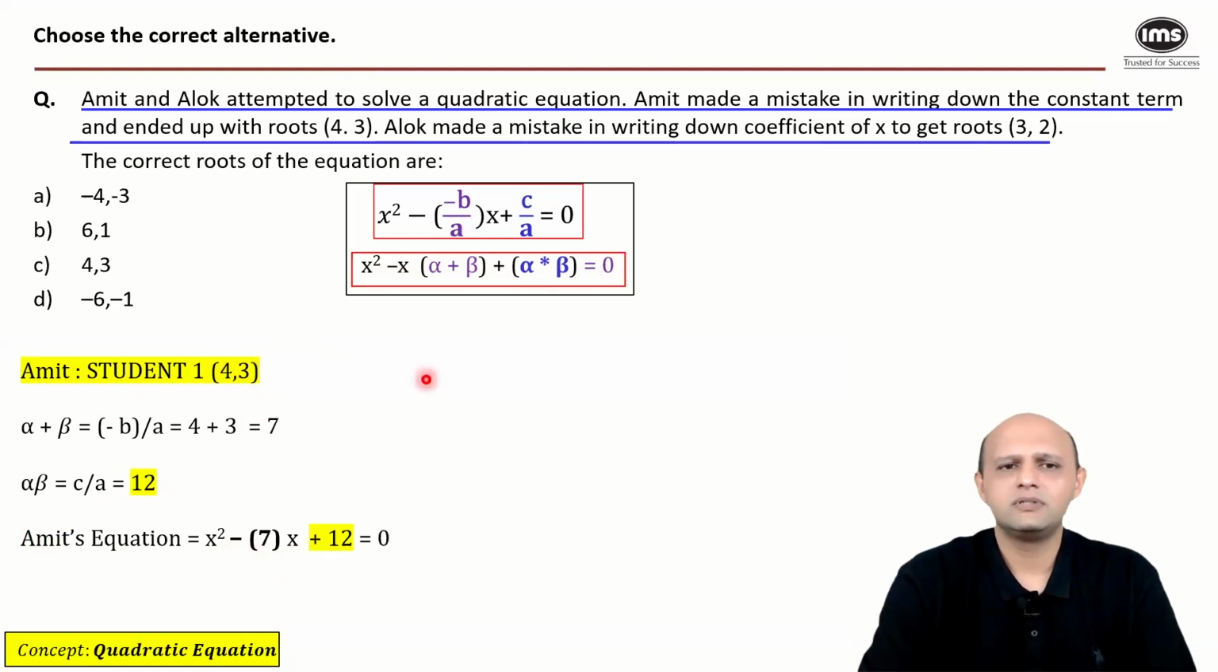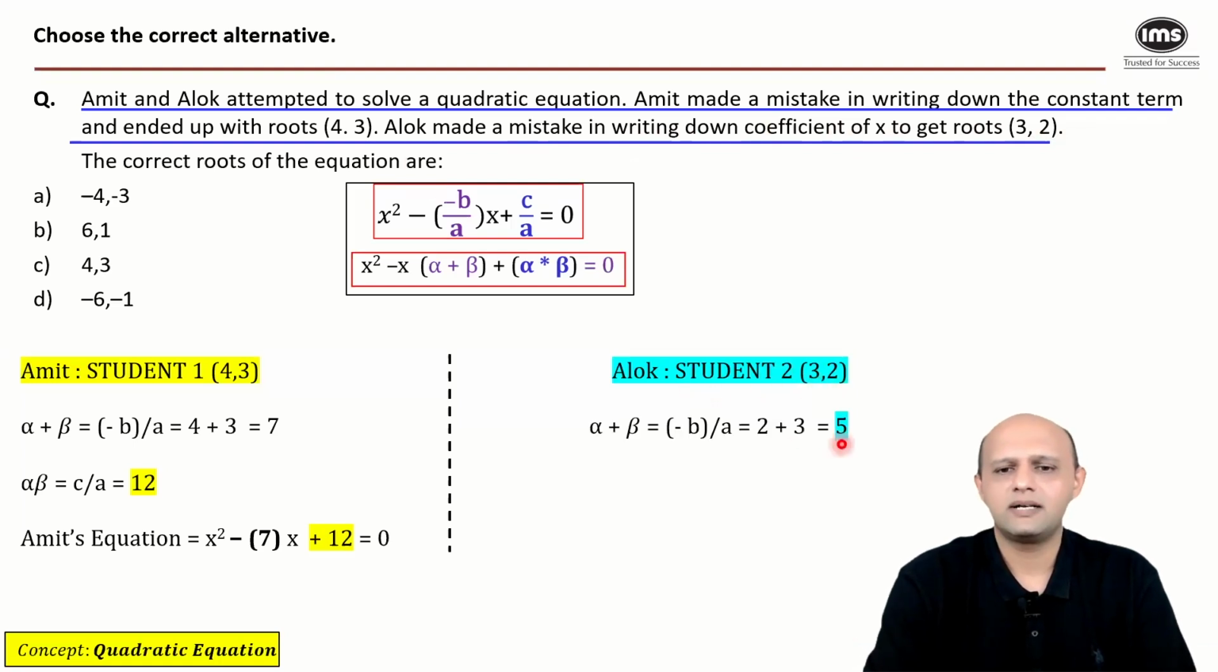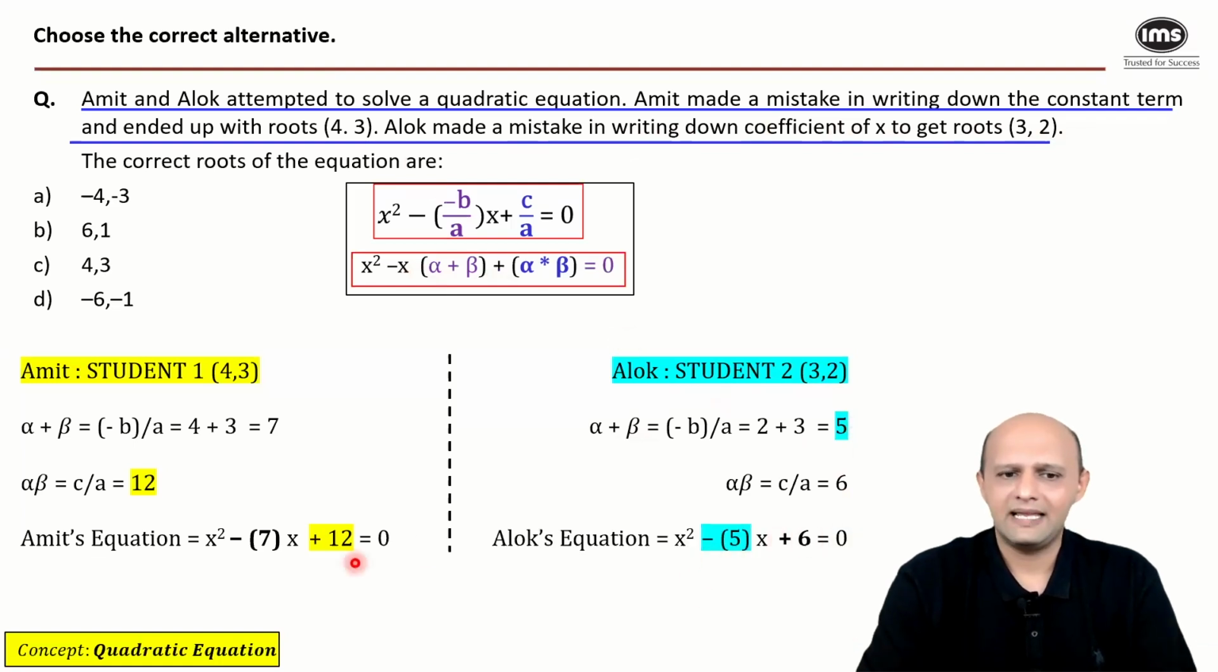Now, the second student, Alok, made a mistake in writing down the coefficient of x and therefore got the roots 3 and 2. So what would be Alok's scenario? Student 2, the roots are 3 and 2. So therefore, can you construct the quadratic? Yes, absolutely. Sum of roots is 5, product of roots is 6. Just plug this into this format. What do you get? X square minus 5x plus 6. Now, what is highlighted here to the left is the part which was incorrectly viewed.